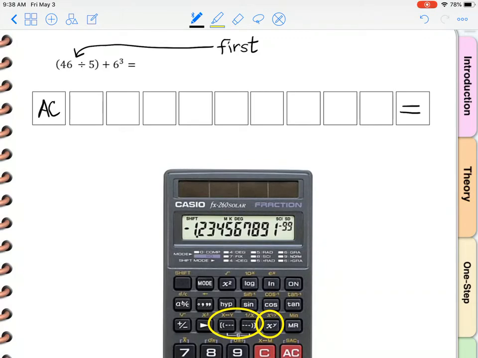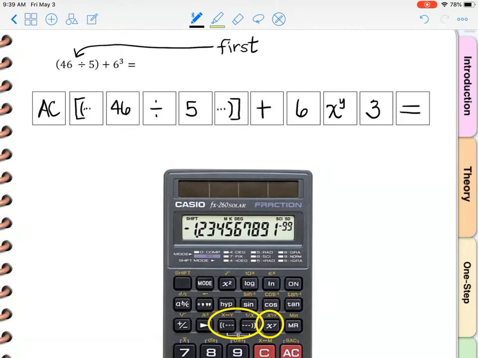We need to open parentheses, and I'll circle that in yellow. And eventually we're going to have to close the parentheses. Those always happen in pairs, open and close. Put that math problem inside the parentheses. Then we're going to add 6 to the third power.